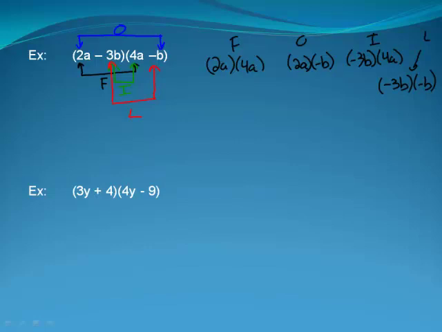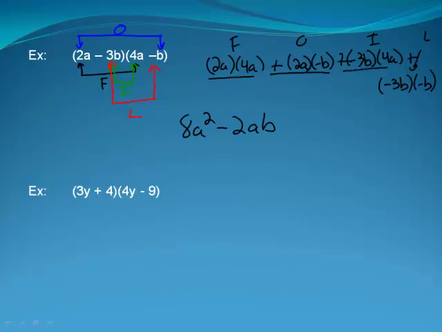And to get your final answer, you will add all of those products together. So let's see what we get. 2a times 4a is 8a squared. 2a times minus b is minus 2ab, or plus a negative 2ab if you like that better.